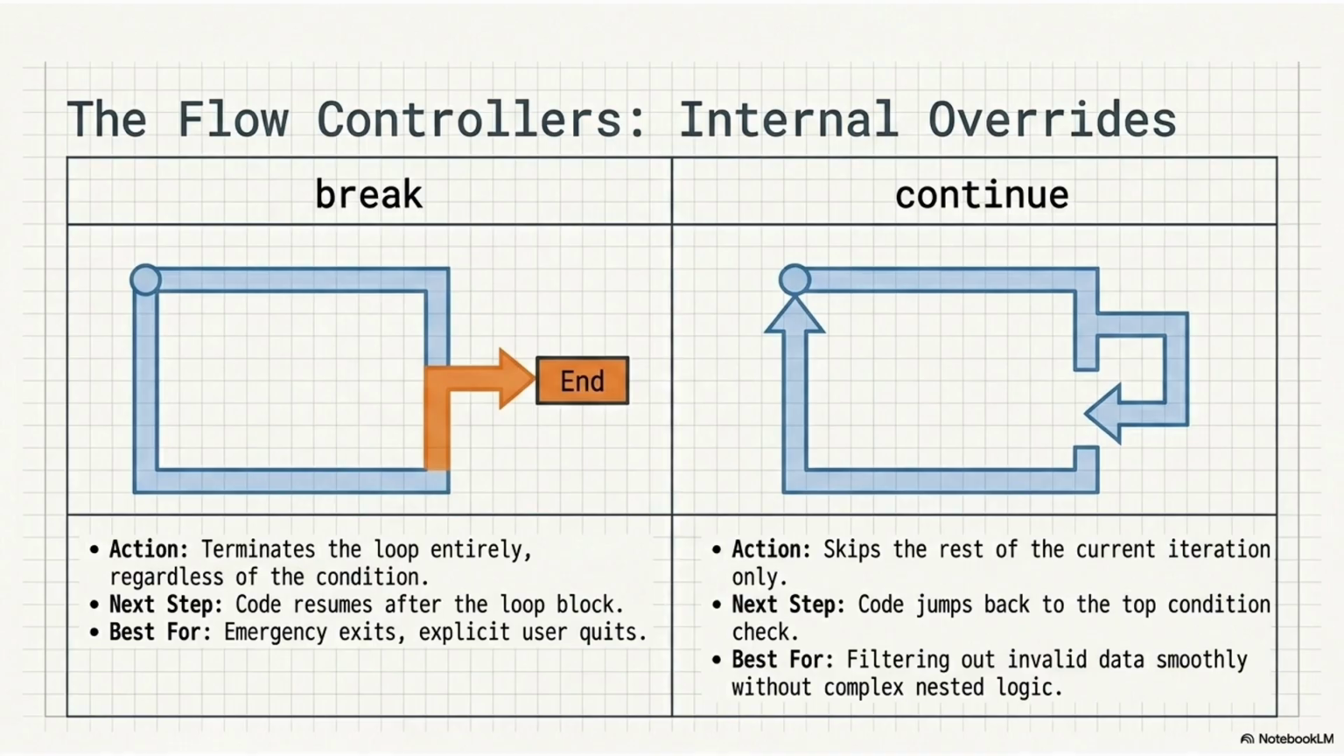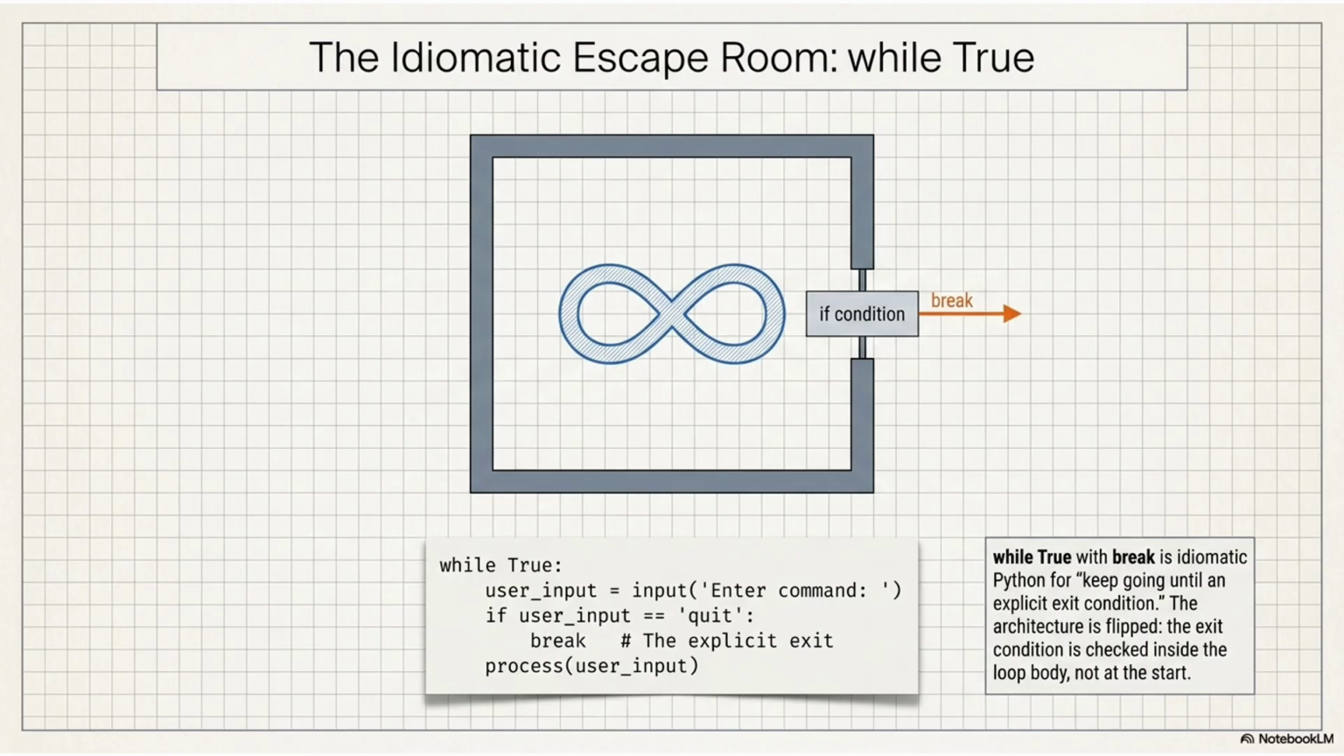The visual on this slide makes the distinction clear. Break points to an end box outside the loop. Continue draws an arrow back to the loop's top. Together, these two keywords let you express complex loop logic: run forever, but skip bad data, and stop on a specific condition, cleanly and readably.